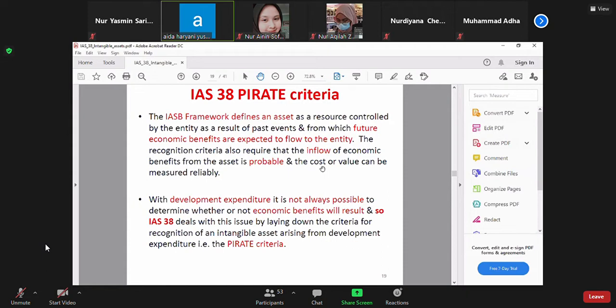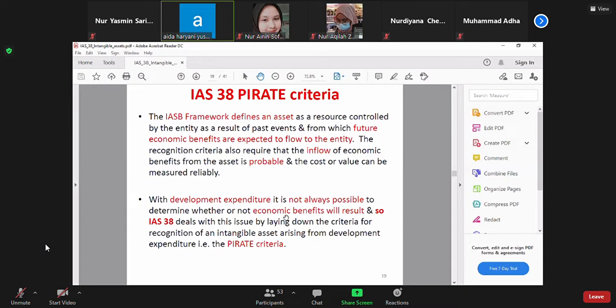Okay? Now, with development expenditure, it is not always possible to determine whether or not economic benefits will result. Okay? Now, you make some kind of research and then you want to make some kind of development cost. But you cannot make sure, okay, we cannot make sure that the product will be developed.